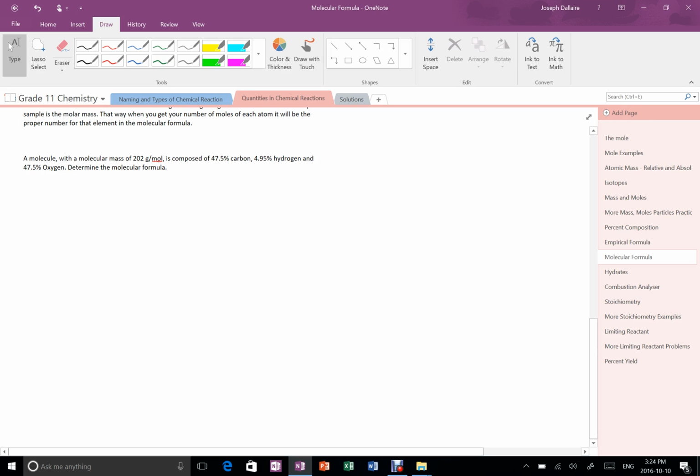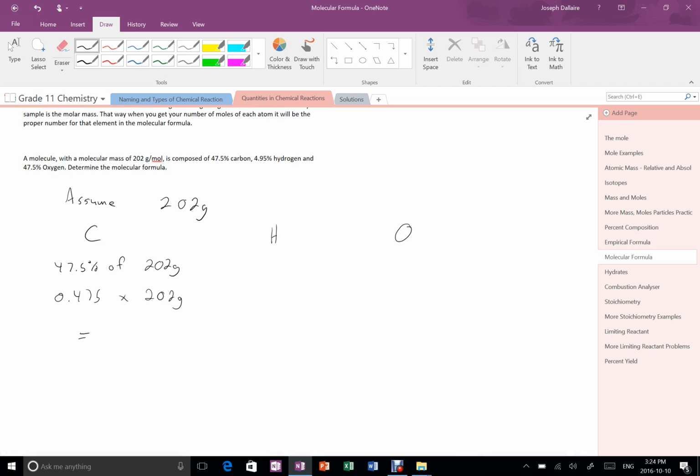202 grams per mole is the molecular mass. It's comprised of 47.5% carbon, 4.95% hydrogen, and 47.5% oxygen. So I'm going to assume 202 grams. So that means for carbon, hydrogen, and oxygen, I'm going to go 47.5% of 202 grams is 0.475 times 202 grams, which works out to be 96 grams.